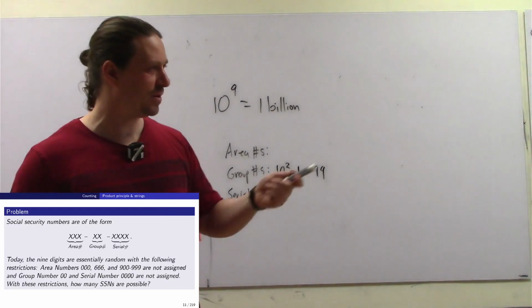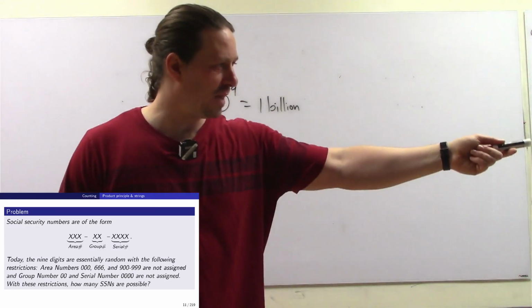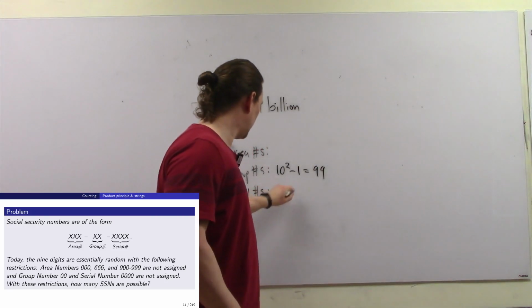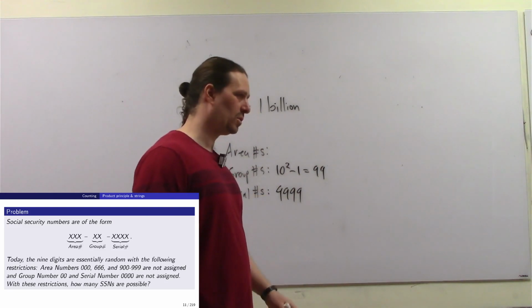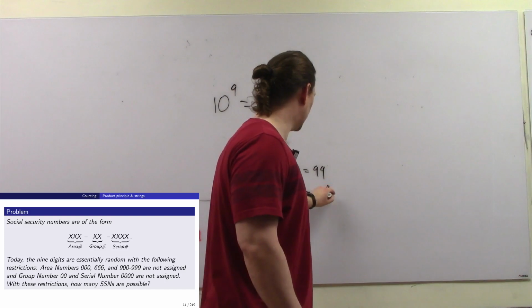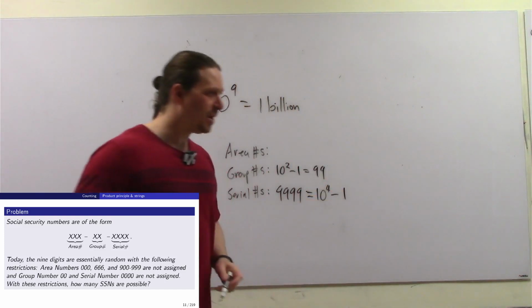Serial numbers would be very similar as well. Only one of them is not allowed, and so there are 9999 of them, or 10,000 minus 1. I'll maybe write this one in reverse: 10 to the 4 minus 1. Right? The area numbers are trickier.